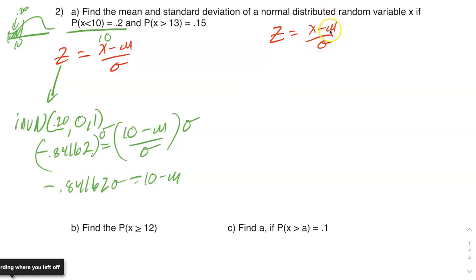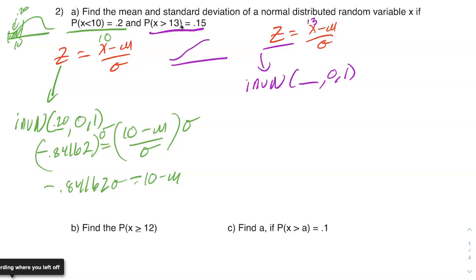Okay, I got to do something over here with this one. Let's do this one in purple. So we're going to use this value. My x is 13 for sure. And my z, just like always, it's invert normal, my area, and then 0, 1. Now in this case, it says greater than 13, so for me it's going the wrong side because I have the old calculator. So this is going from the right hand side.